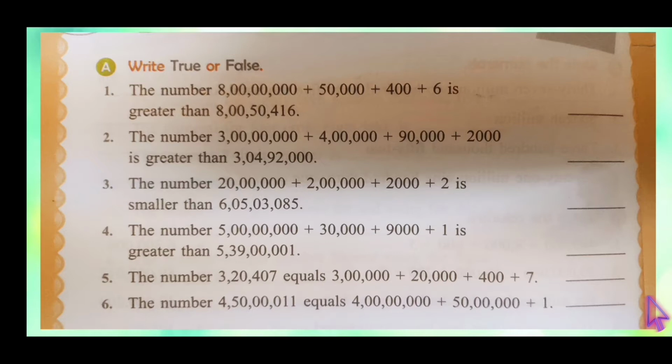In the first section A, you are asked to write true or false. The first sum given here is the number 8 crore plus 50,000 plus 400 plus 6 is greater than 8 crore 50,000 416. Now listen carefully. The first number 8 crore plus 50,000 plus 400 plus 6 is given in expanded form, and the second number 8 crore 50,000 416 is given in standard form. Students, first you change this expanded form into standard form so that you can easily identify which is greater, and later you can say whether it is true or false.